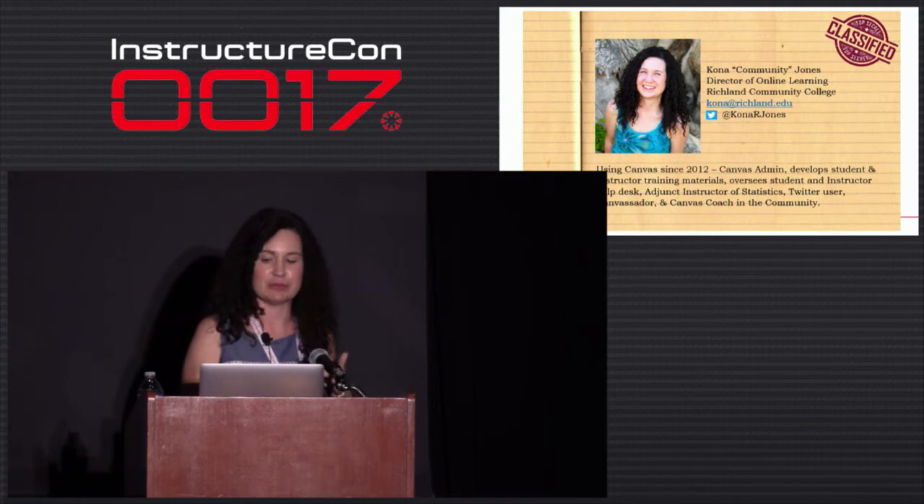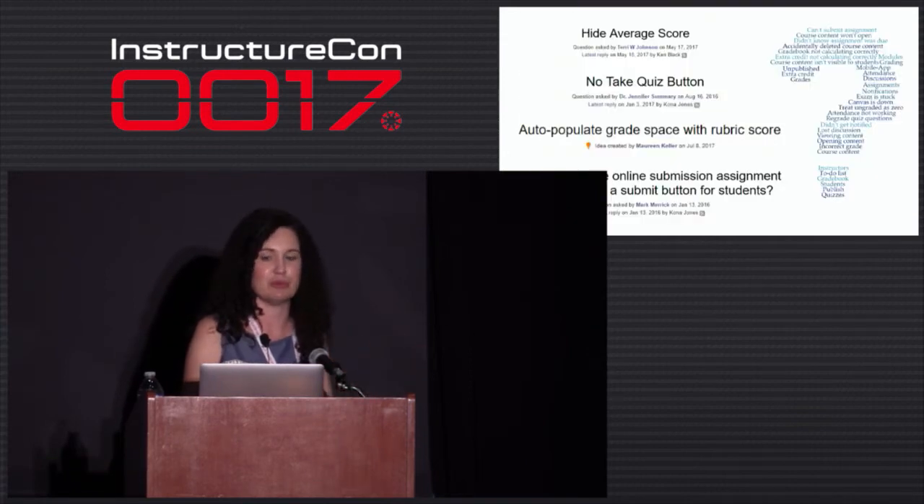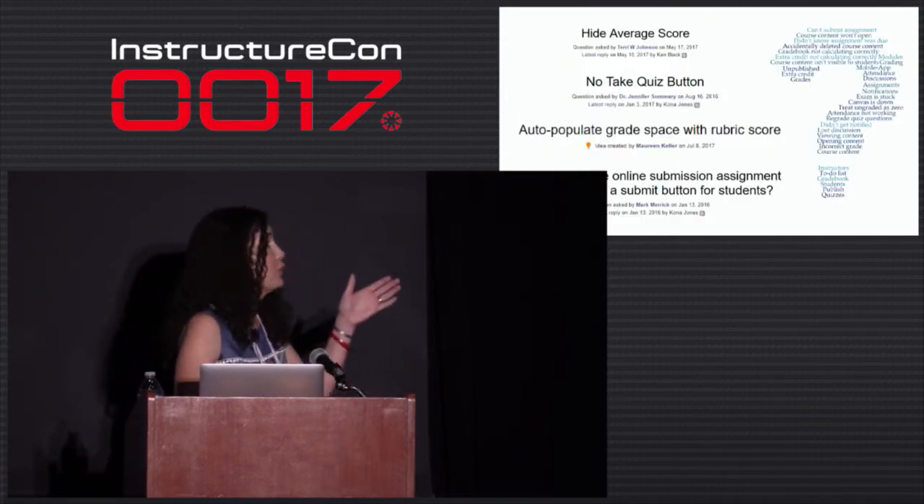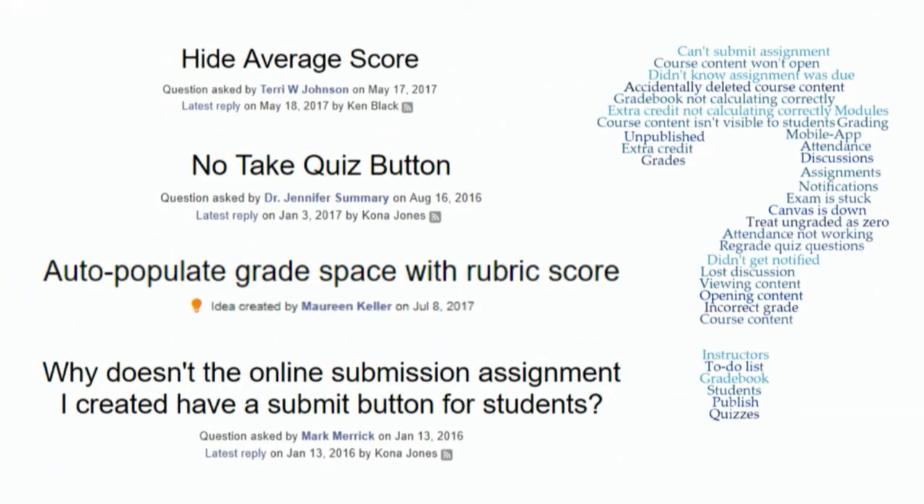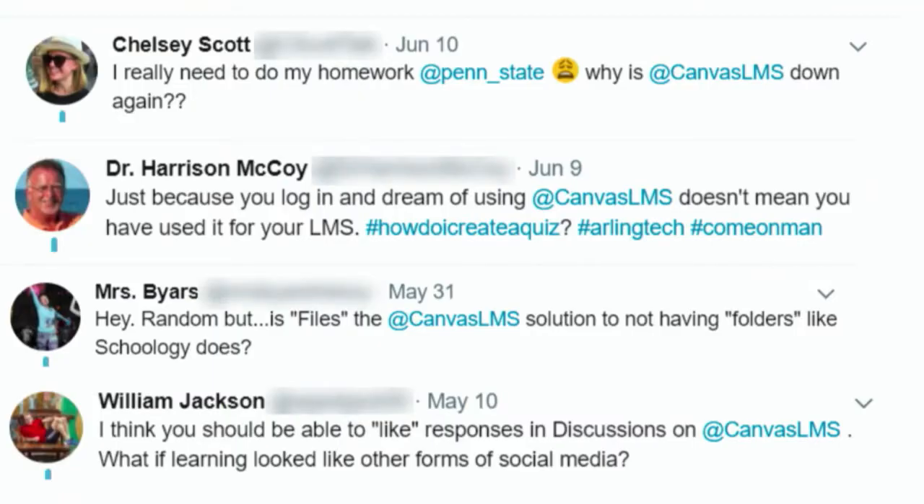I think that really helps because of what I see a lot of, and these are just some representative samples, questions like these. There's nothing wrong with these questions. It's just that I see a lot of these same types of questions: hide average score, no-take quiz button, auto-populate grade space. Some of you might already be looking at those going, oh, I know exactly what they're talking about. For those of you who don't, that's okay. We're going to get to it. So no worries. Also, questions pop up on Twitter all the time. You might not realize it, but your faculty and even your students tweet.